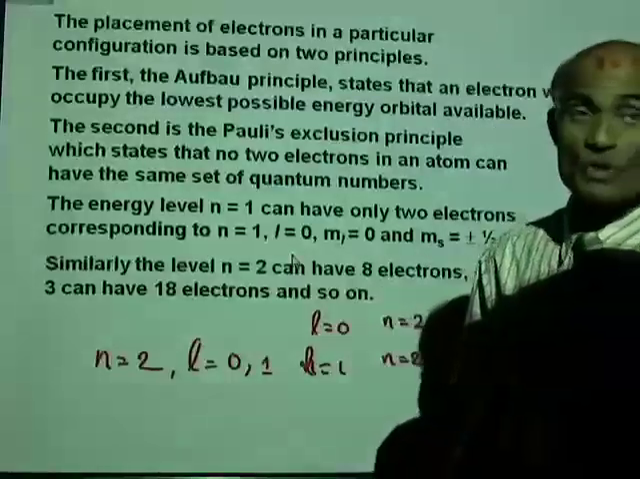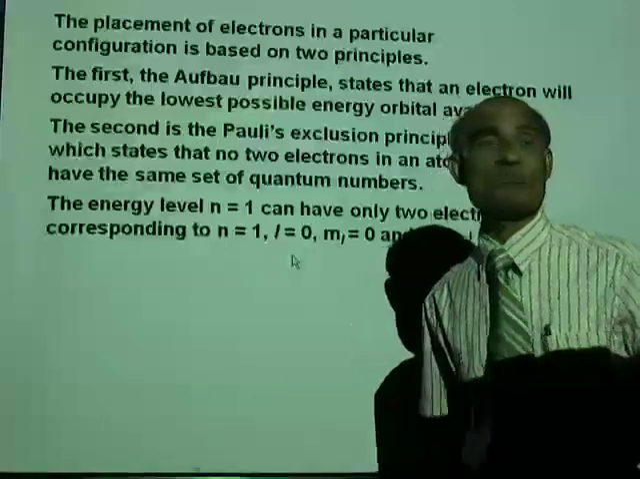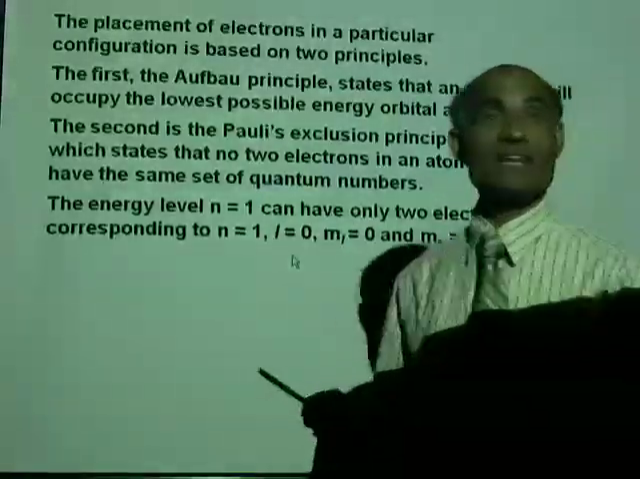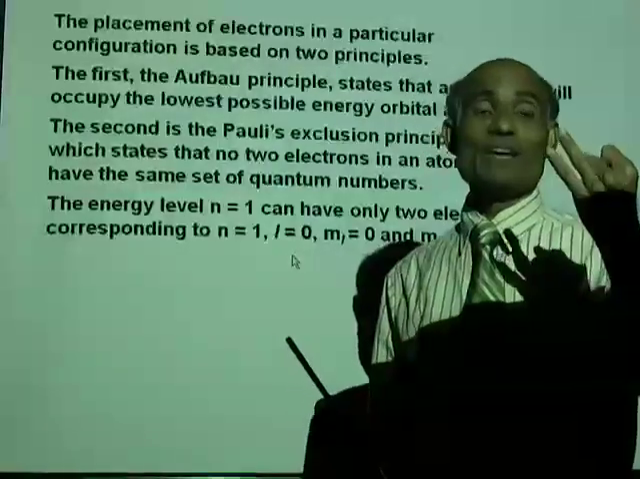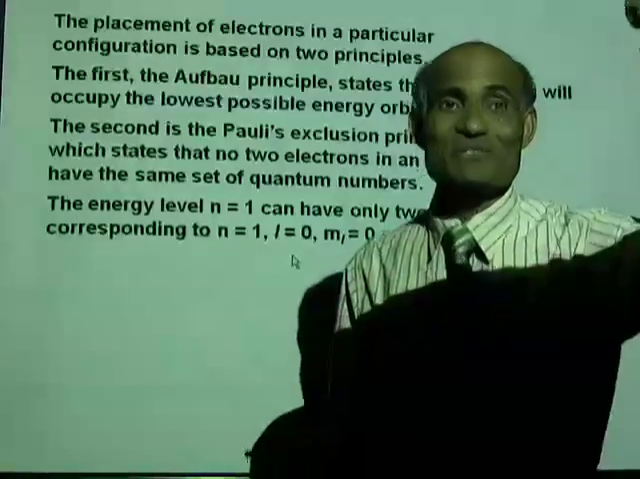So, you are now able to decide on the number of electrons per shell and in each subshell. In an s subshell there can only be 2 electrons. In a p subshell there can only be 6 electrons, and so on.